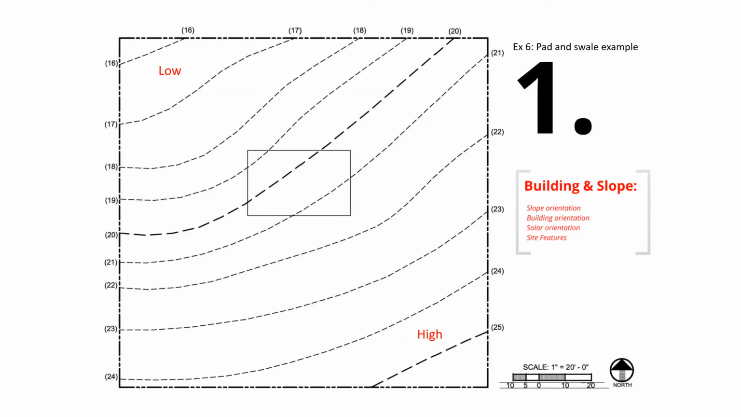Now, the first step, same as any other landscape design project, is really to examine the site context, right? To look at the slope orientation, building orientation, solar orientation, and other site features. Now, in this example in the exercise, the building orientation is already given to you. In a professional career, that may or may not be the case.